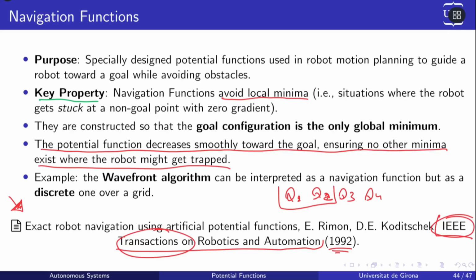And I know that there's actually one on robotics. This is on robotics and automation. Probably the names have changed since 1992. Now there is Transactions on Robotics and Transactions on Automation.